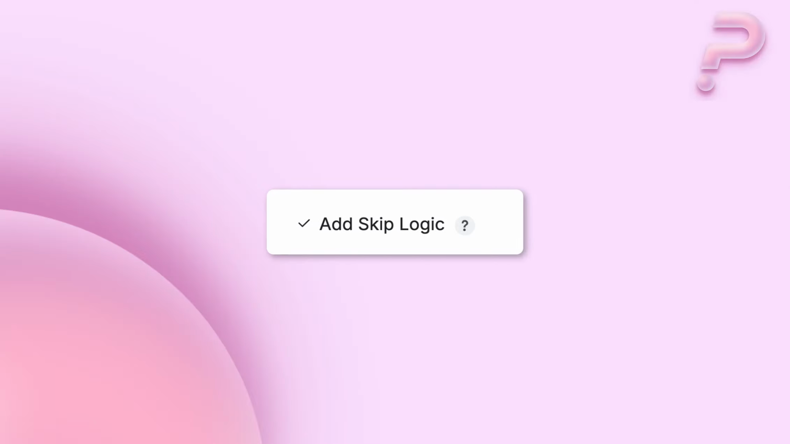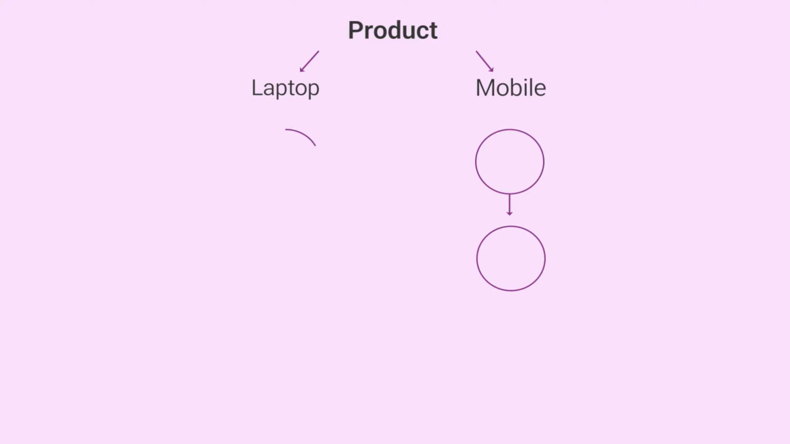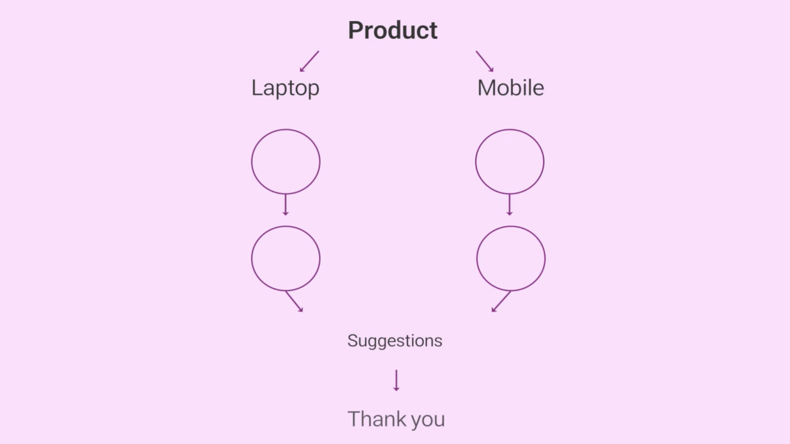Show questions based on answers. Use logic to display specific questions based on previous responses. For example, if someone selects yes, you can show different follow-up questions than if they choose no, or direct respondents to product-specific questions based on their earlier selection.